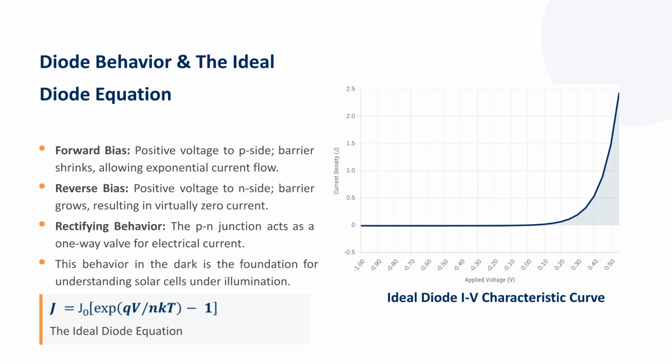This rectifying behavior in the dark is described by the ideal diode equation. The current density equals the reverse saturation current density multiplied by the quantity of e raised to the power of the elementary charge times the applied voltage, divided by the ideality factor, Boltzmann's constant, and temperature, all minus 1.